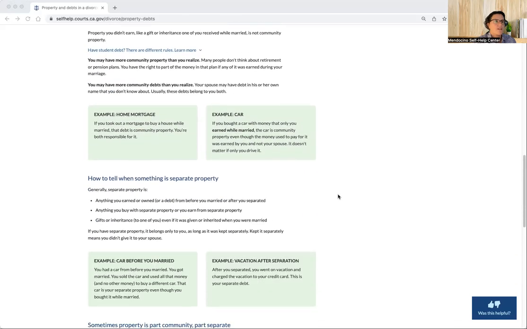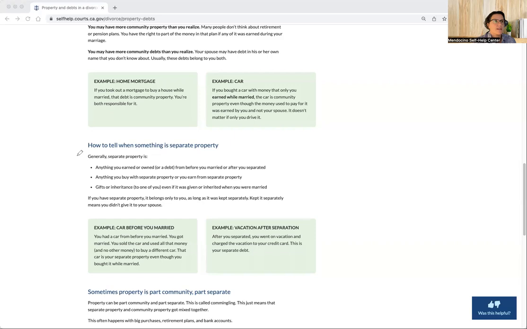Separate property, on the other hand, is property that either one of you earned or owned, or debts that you had from before you got married or after you separated, and anything that you buy with that property from before the marriage or after the date of separation. So if you had a car before you got married and then you kept it during the marriage, that car belongs to you and you alone.